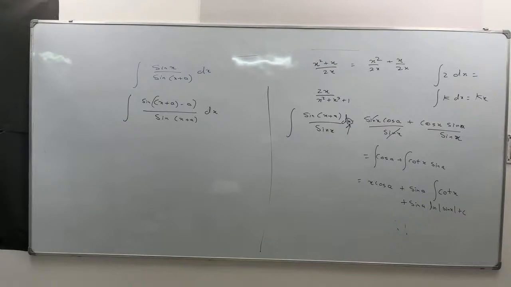x cos a. Okay, always write it like this, x cos a, because the examiner might get confused. They might think that you are writing cos of ax, so you might lose some marks.